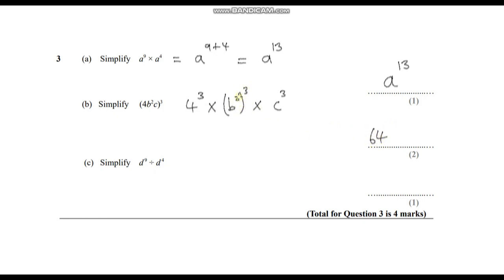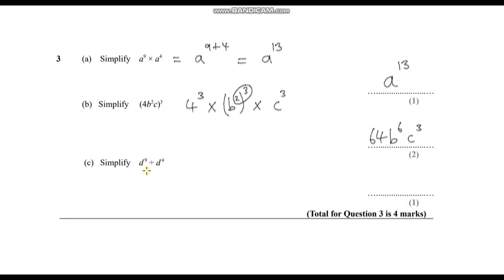And b squared cubed, well, what happens when we raise something to a power and then a further power? Well, we multiply our indices. So this is going to be b to the power 6. And finally, we've just got c cubed tagging along at the back there.